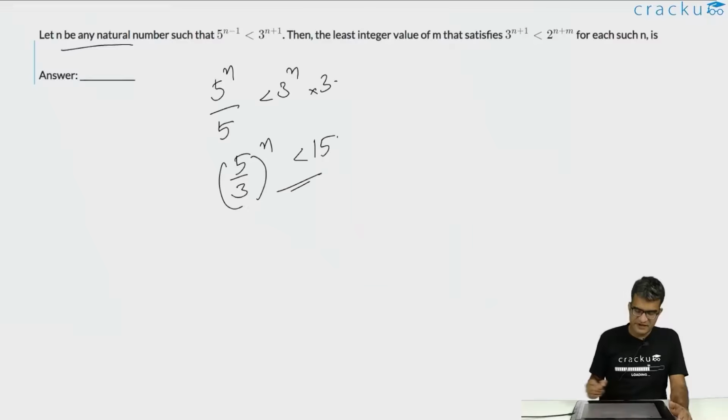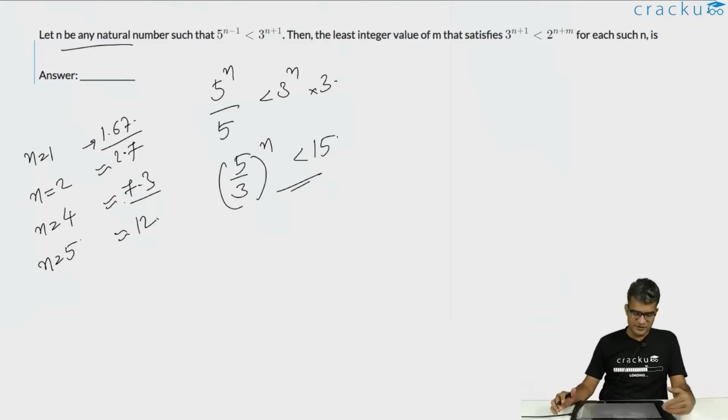Clearly, (5/3) to the power n increases as n increases. When n is 1, it will be 1.67. When n is 2, it will be approximately 1.67 whole square, so approximately 2.7. When n is 4, it will be approximately 2.7 whole square, which will be around 7.3 or 7.4. When n is 5, it will be 7.3 into approximately 1.7, so around 12, maybe slightly more than 12. You can approximate it also. What I am essentially doing is 7.3 into 1.67 is something like 7 into 1.7, that is around 12. But this will be slightly greater than 12 because there is 7.3.